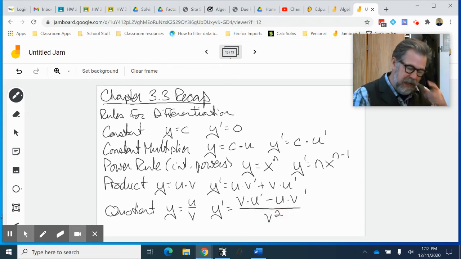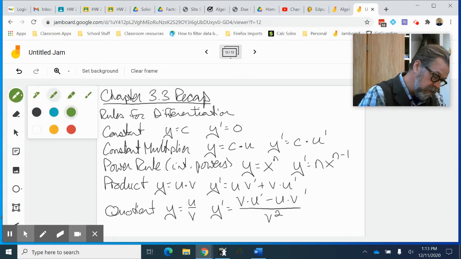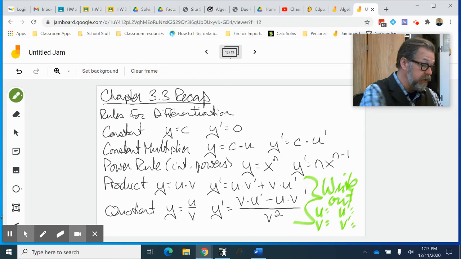The way I think about these is I say uv prime plus vu prime as a shortcut for memory. And on the second one, I say vu prime minus uv prime over v squared. Whatever you do to memorize it, you need to memorize those rules. A really good trick on both of these is to write out u, v, derivative of u, derivative of v, so that you don't lose track.